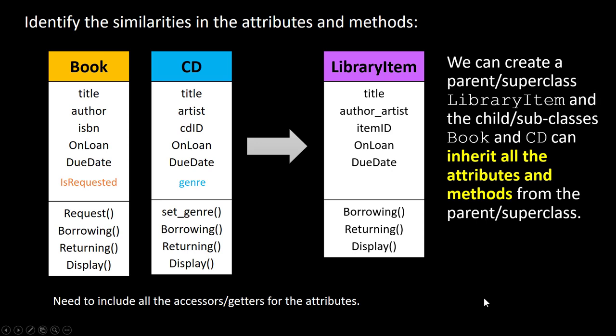Now what we can do is that we can create a parent, or we call a superclass, library item, and the child or the subclasses book and CD can inherit all the attributes and methods from the parent class.